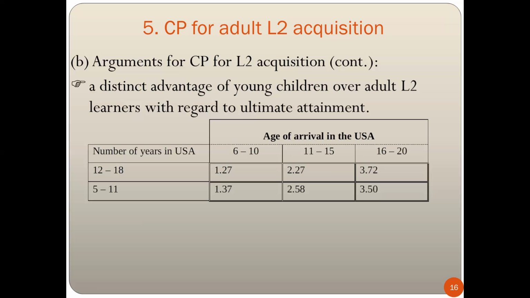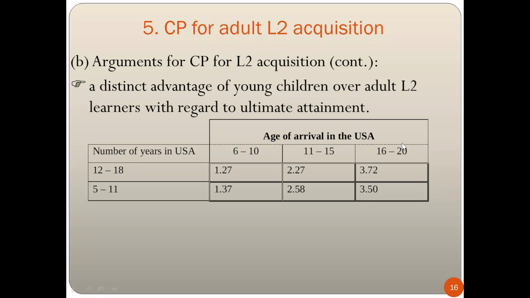So it was a study of the phonological competence of English of immigrants in the United States. So they recruited a number of second language learners of English, immigrants to the United States. They divided them into 3 groups. Those who arrived in the United States between the ages of 6 and 10, those who arrived between the ages of 11 and 15, and those who arrived between the ages of 16 and 20.